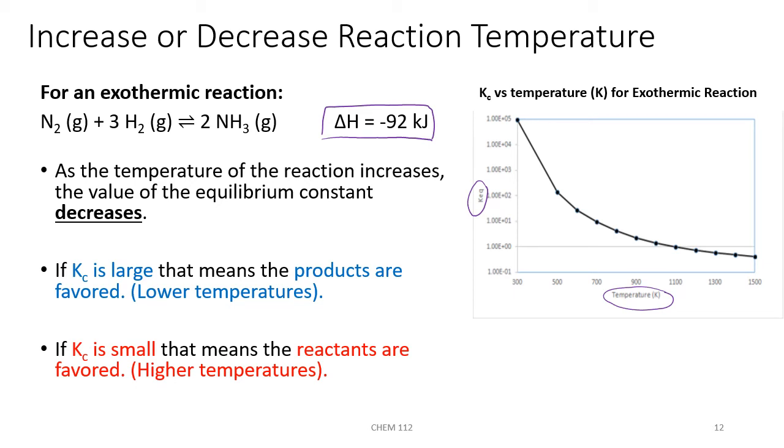A large equilibrium constant means that a reaction is product favored, whereas a small equilibrium constant means that a reaction is reactant favored. So as we are increasing the temperature of the reaction, the value for K is going down, it's decreasing. So it's becoming more reactant favored or less product favored as the temperature increases.